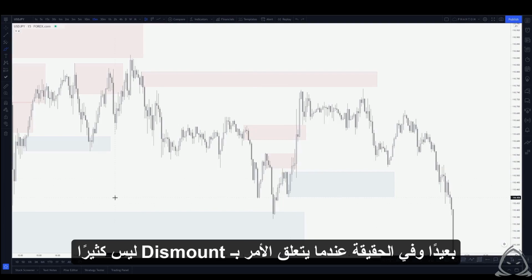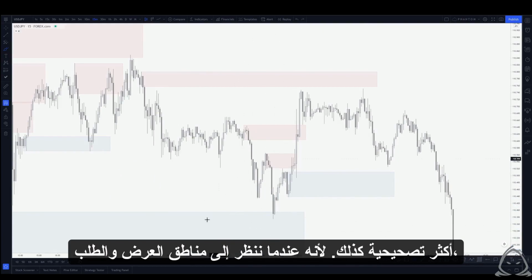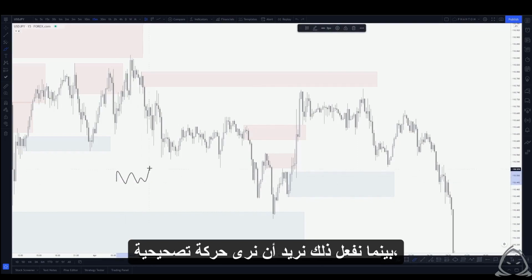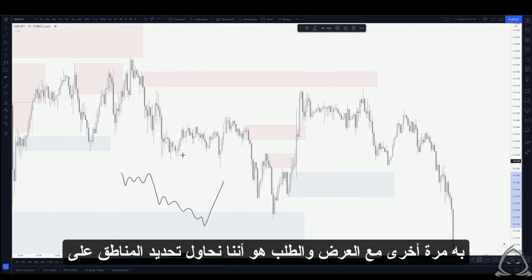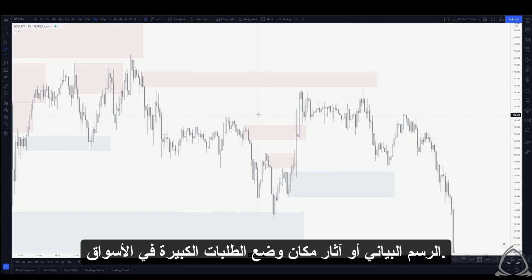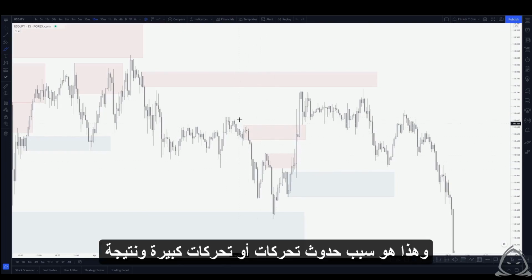And really when it comes to the dismount, we do want to see something more aggressive rather than something a little bit more corrective as well, because when we're looking at supply and demand zones, while we do want to see a corrective move in, we don't necessarily want to see a corrective move out, because what we are trying to do, again, with supply and demand is identify areas on the chart or the footprints of where large orders are being placed in the markets that's causing a displacement in the market. And that's why large moves are happening.